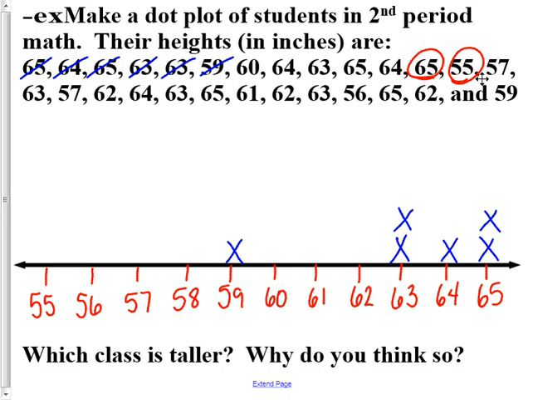Notice I am trying to make all my X's about the same size, and I'm going to try to stack them about the same spacing. So finish up your graph, and when you're done, take a look at yours to see if yours matches mine.